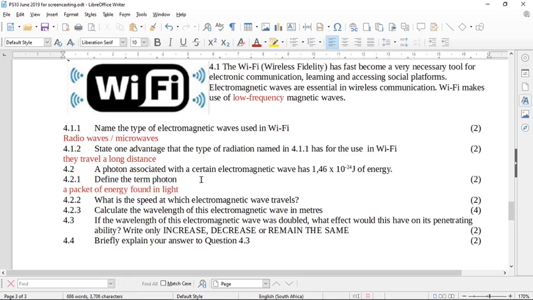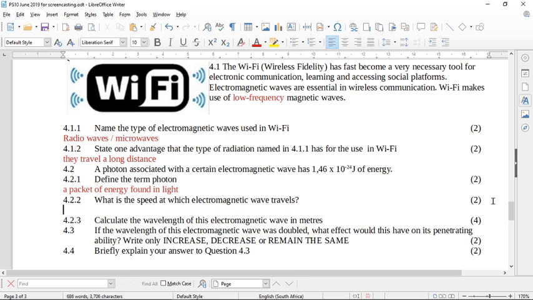A photon associated with a certain electromagnetic wave has 1,46 times 10 to the negative 24 joules of energy. Define the term photon. This is another definition you have to learn. It's a packet of energy found in light. What is the speed at which electromagnetic waves travel? This is 2 marks for absolute free.